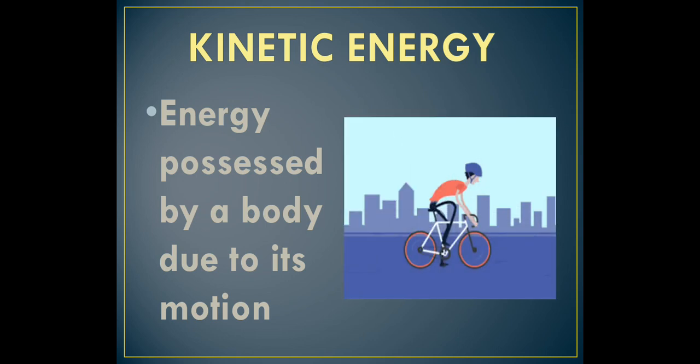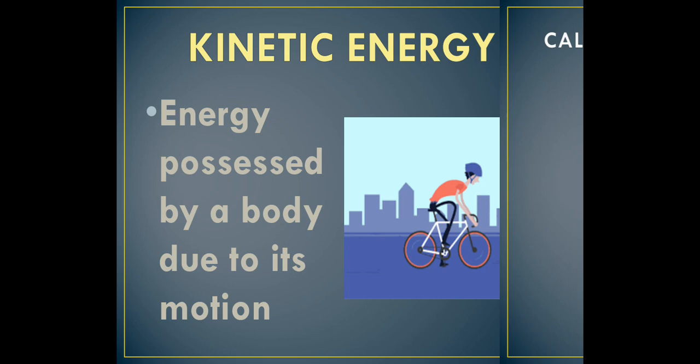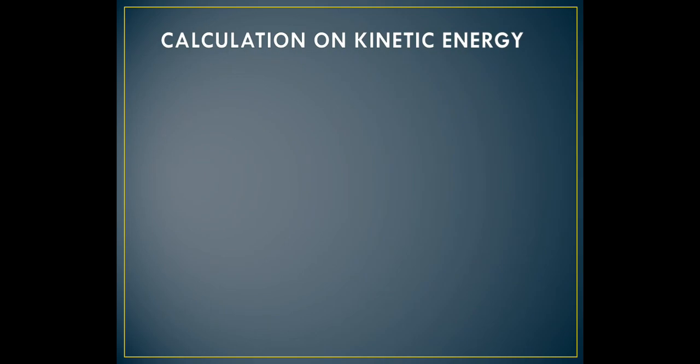Now, a body moving, like you can see, has what we call kinetic energy. And the unit for this energy is joules, like I told you in our previous class. Now, let's look at the calculations on kinetic energy.